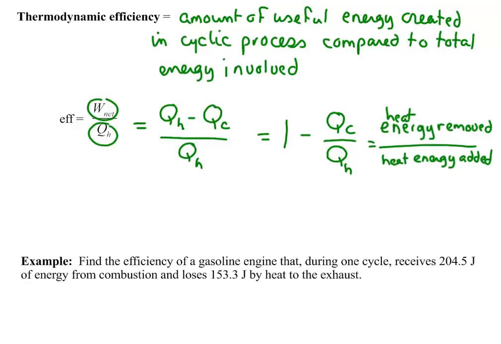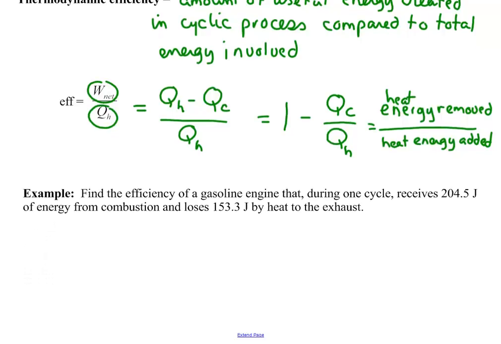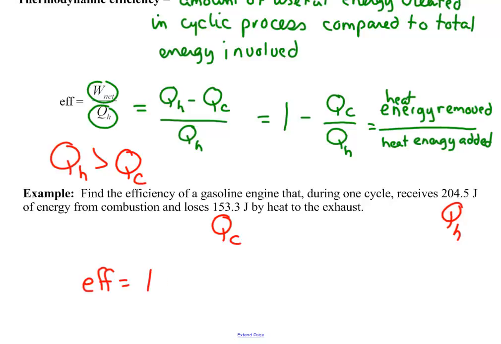If we take a look at an example of this, we're looking for the efficiency of a gasoline engine. If we look at one cycle, it receives 204.5 joules of energy from combustion and loses 153.3 joules of heat by the exhaust. So if it receives, this is going to be Q hot, and if it loses, this is going to be Q cold. Generally, Q hot is greater than Q cold, otherwise it doesn't make sense. So our efficiency is going to be 1 minus Q cold, 153.3, over Q hot, 204.5. So we get 0.25. So we have a 25% efficiency of this particular engine.